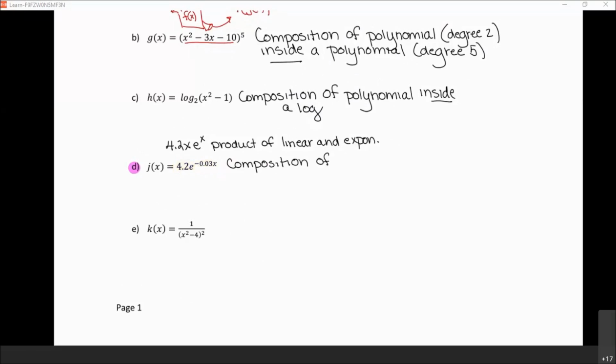So in other words, if I put an x into f of x, what's the first expression that gets x? It's up here in the exponent, right? Okay, and what is that? That's like a linear function. y equals negative 0.03x. So you can think of it as a linear inside an exponential.